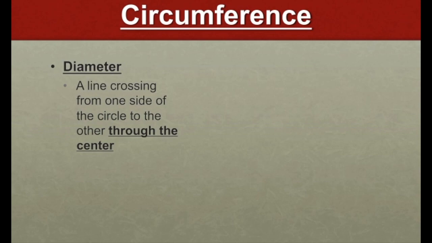So diameter, we need to make sure we know what diameter is. Now diameter is a line crossing from one side of the circle to the other through the center. That's very important. Through the center. If it doesn't go through the center, it's actually something else. It's something called a chord. So you have to make sure that you know the diameter goes through the center.